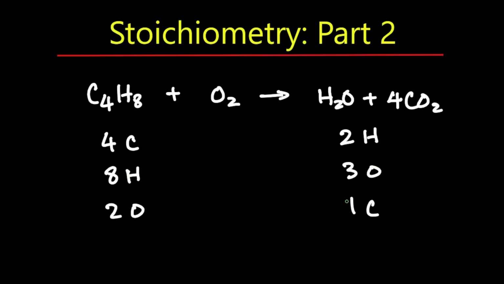If we have 4 C's here, then now we have 2 times 4 O's, that's 8 O's, plus 1 O, that's 9 O's. So now we have 9 O's. However, notice on the left side, we only have 2 O's. Well, how can we deal with this?